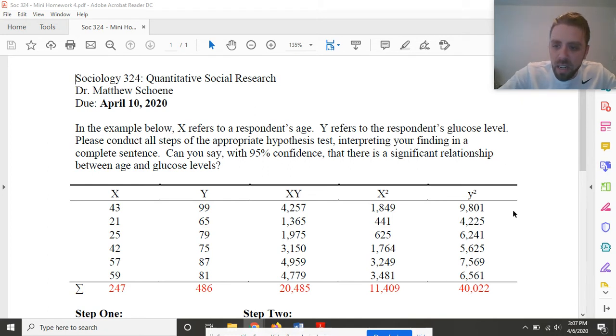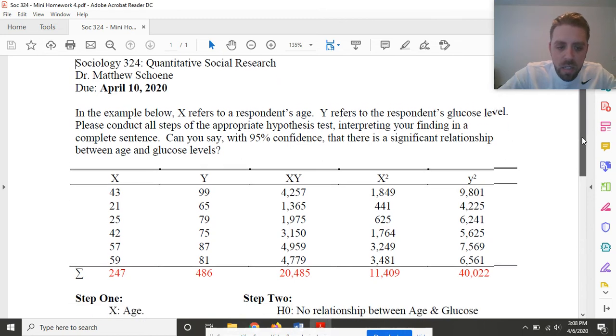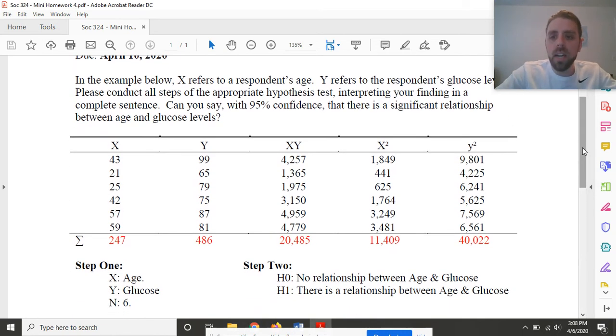As for the conducting of the hypothesis test, let's look at our steps here. Step one, what do you know? I know that X equals age, and I know that Y equals glucose. Therefore, I need to phrase my hypotheses leading with the independent variable and ending with the dependent variable.